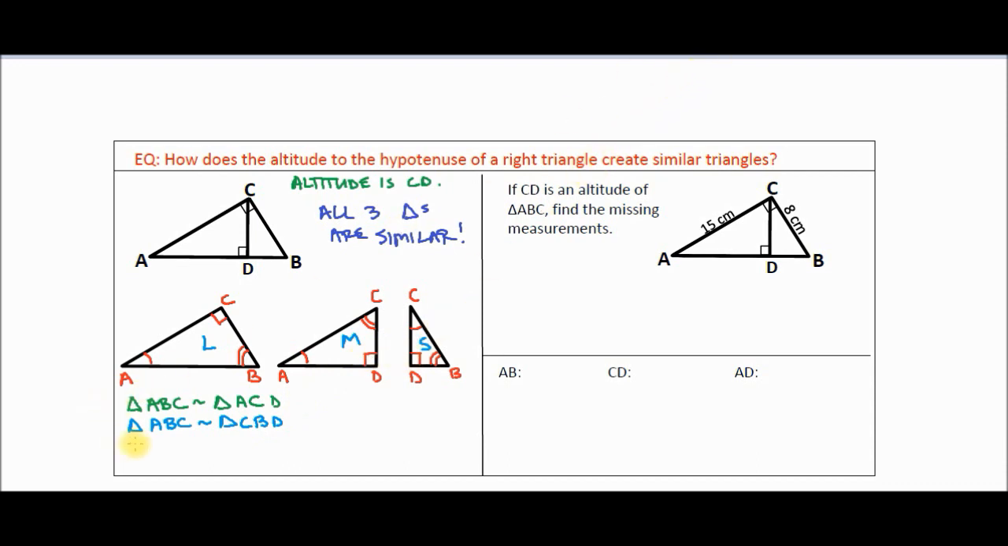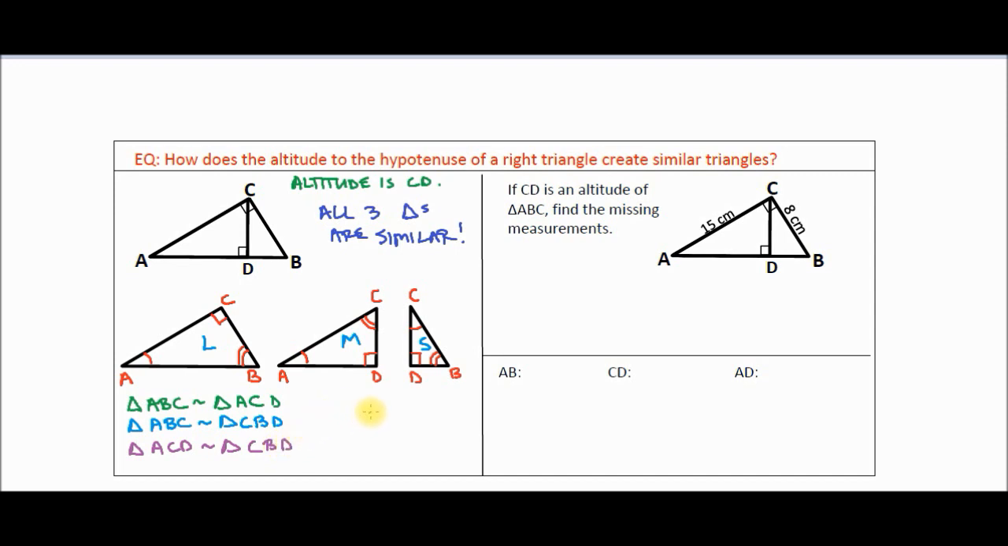And let's write a similarity statement for our medium and our small. Our medium, let's just call this A, C, D. And that triangle is similar to triangle... Let's take a look. A matches up with C. C matches up with B. And D, which is our right angle, matches up with D.